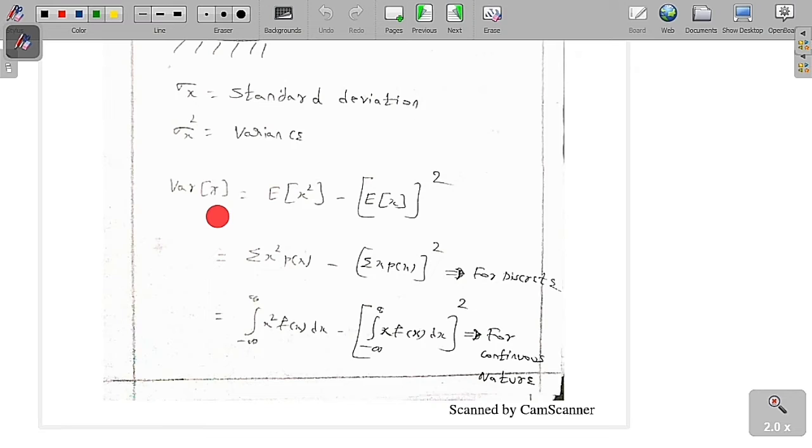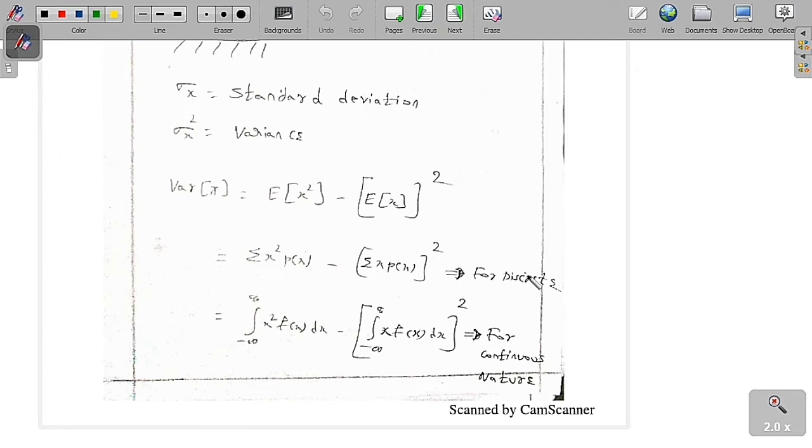So let me give you some important formulas. The variance of x is equal to the expectation of x squared minus the expectation of x whole squared. This is the general equation. For discrete probability, it is sigma x squared into p of x minus sigma x into p of x, whole squared. Whereas for continuous, it is the integration from minus infinity to plus infinity of x squared into f of x dx minus the integration from minus infinity to plus infinity of x into f of x dx, whole squared.